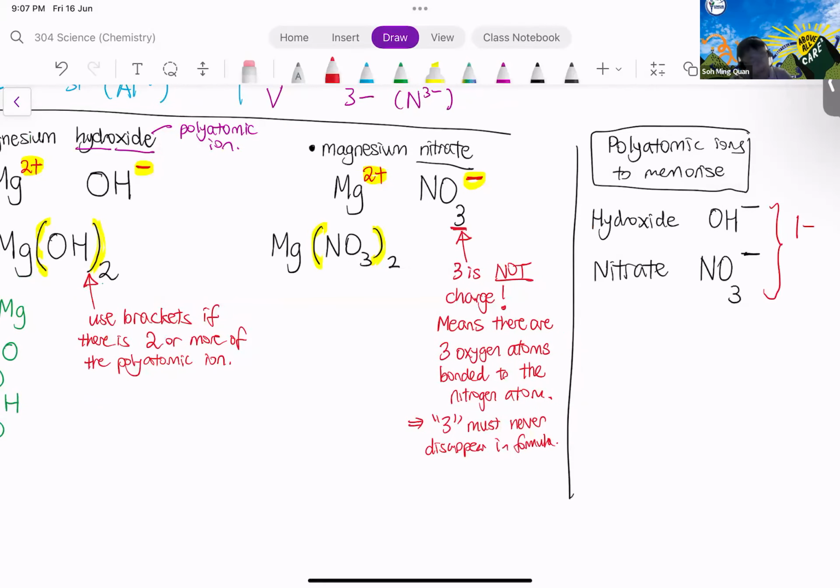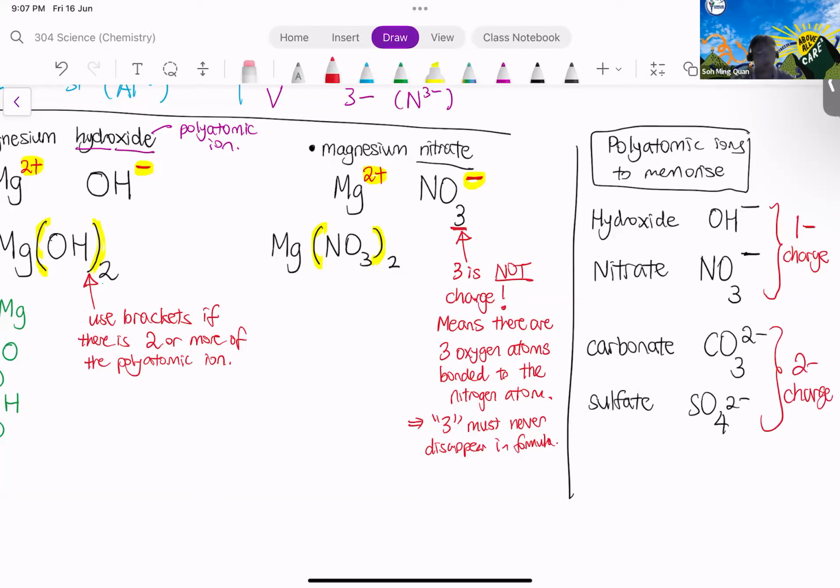Then we move to the next, carbonate. Carbonate is CO3, 2 minus. Finally, sulfate, SO4, 2 minus. So again, you can see these two have a 2 minus charge. Okay.